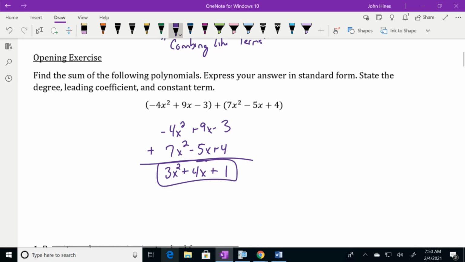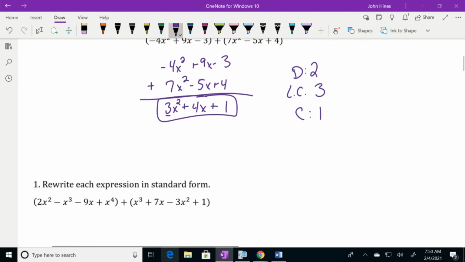And then I ask you for the degree, leading coefficient, and constant. So the degree is the highest power. The highest power here is x squared, so 2. The leading coefficient, who goes with that highest power? What's the coefficient of that term? 3. And the constant is that plain old number of 1. So this was just to get us back into the swing of things of how do we add polynomials? Well, we work with the coefficients. We don't actually touch the variables. The variables just tell us who are like terms that we can add together.